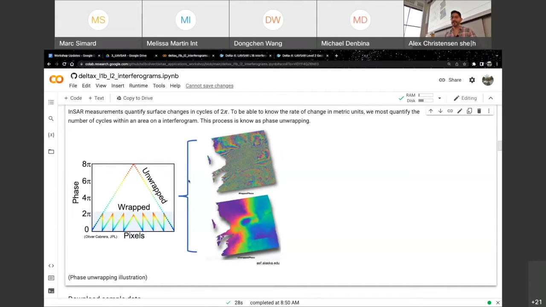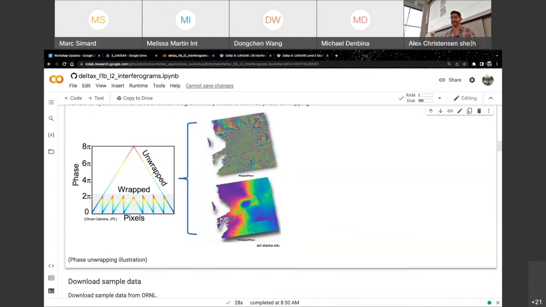But a wrapped interferogram, this example is of an earthquake. You can see here the wrapped phase in the top. What the wrapped phase shows is the actual surface deformation that was captured by the sensor when we compare the two acquisitions. But it's from 0 to 2 pi. So we now need to quantify those cycles of pi to actually say, okay, we have a total amount of change of 10 centimeters, 20 centimeters.